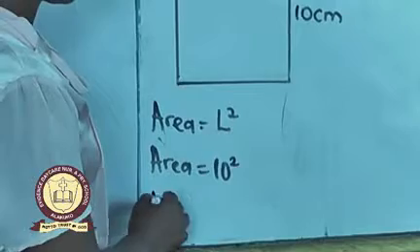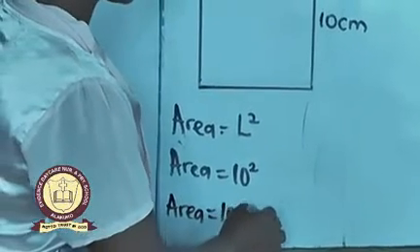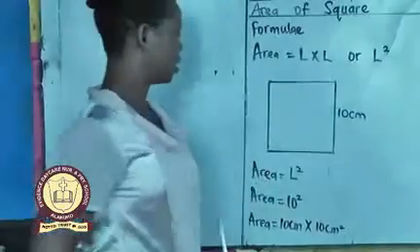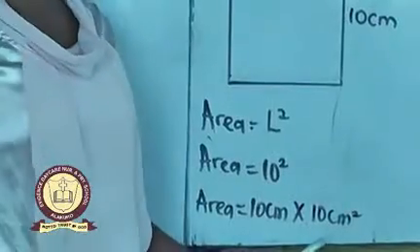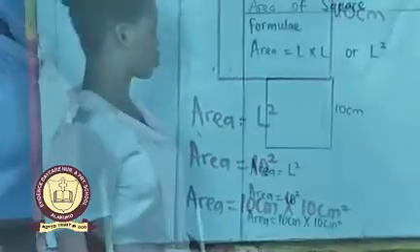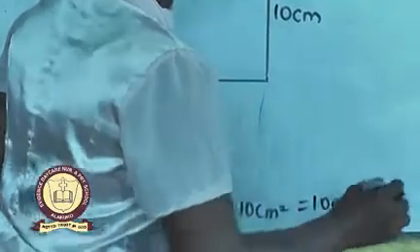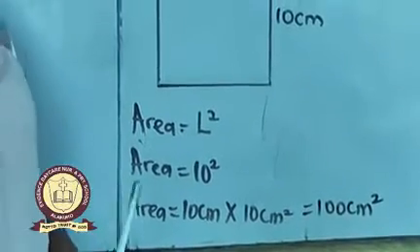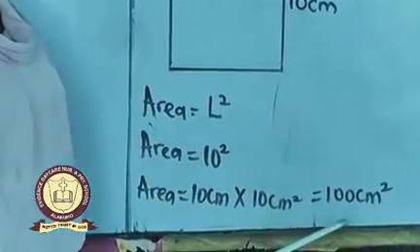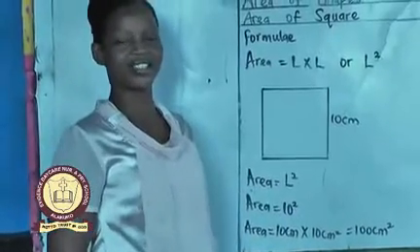Let's do that. 10 centimeter times 10 centimeter. Now, your 10 centimeter times 10 centimeter will give you 100 centimeter square. Now, the area of this square equals 100 centimeter square. That is your final answer.